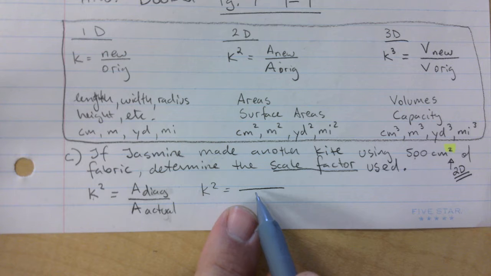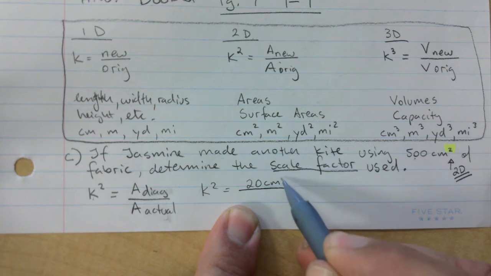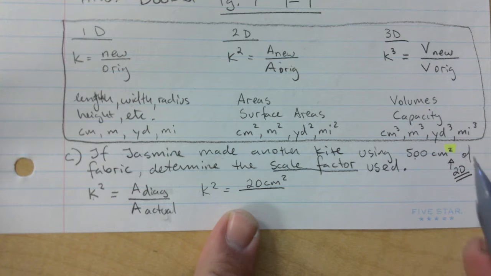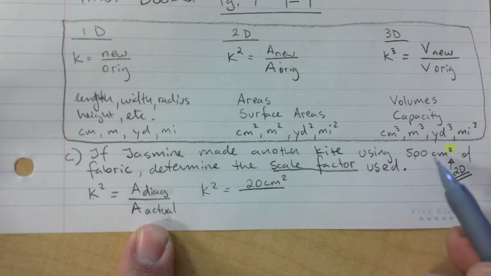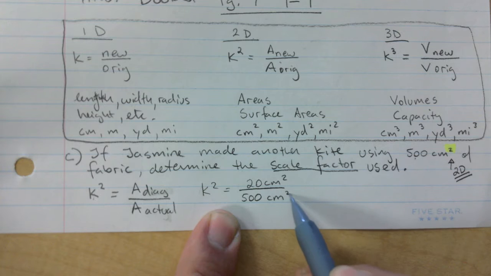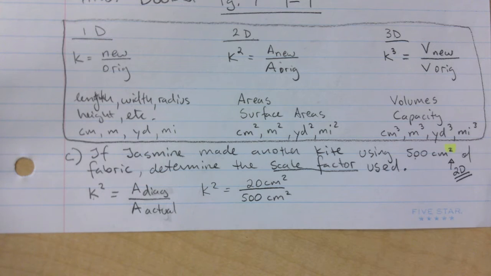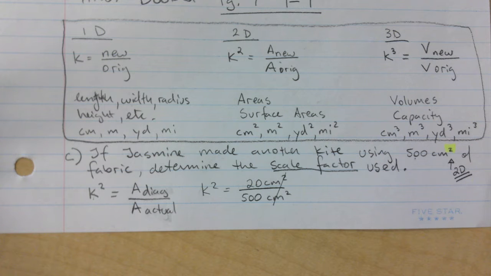The diagram is what? It's up there. It's 20 centimeters squared. And the actual that she's making, the actual kite, she's just making a bigger version, right? So that's 500 centimeters squared. The units line up perfectly. That's what we want. They cancel out. Make sure you get rid of them.